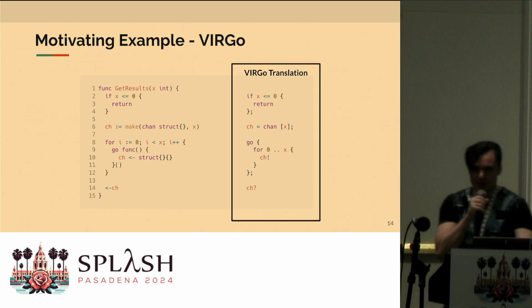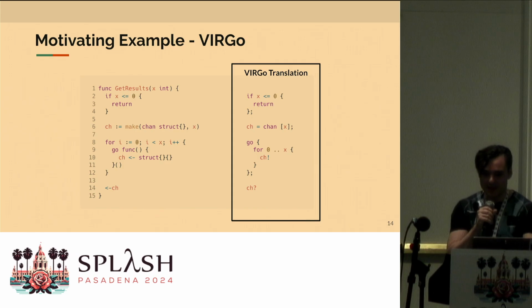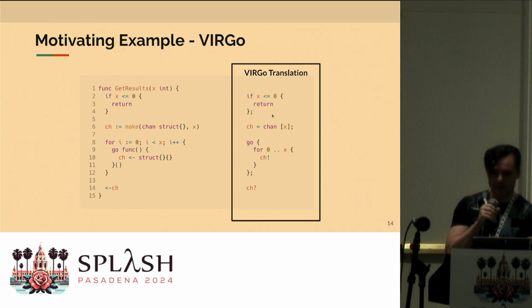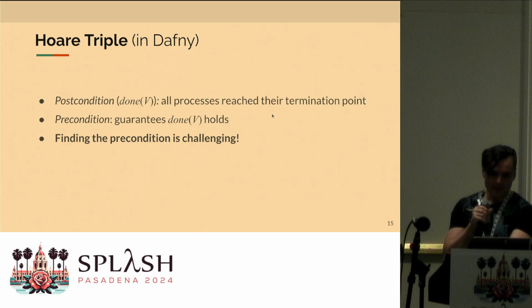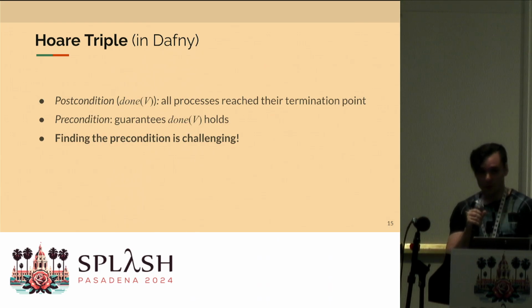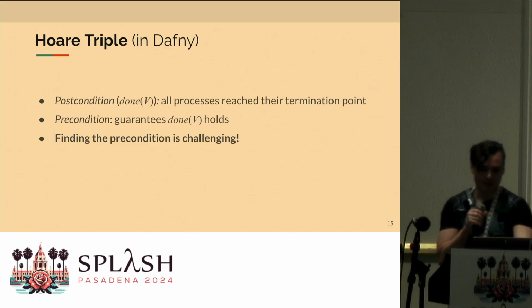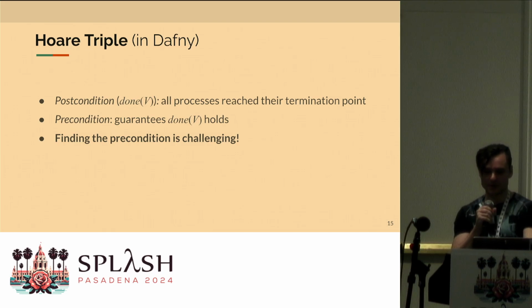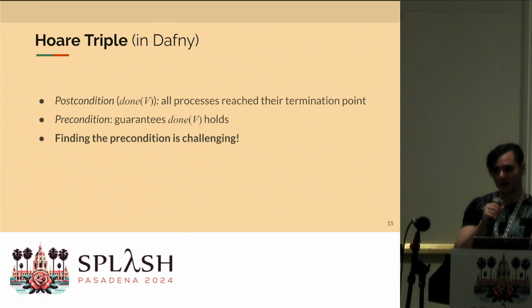Yeah. So in this case, the concurrency parameter X would appear as a free variable in the Virgo program. So afterwards, the Virgo program is translated into a Hoare triple, which is expressed in Dafny. And the postcondition defined for it is that all the processes in the Virgo program have reached their termination point. So now the idea is to find the precondition that guarantees that the postcondition holds. And this is challenging.